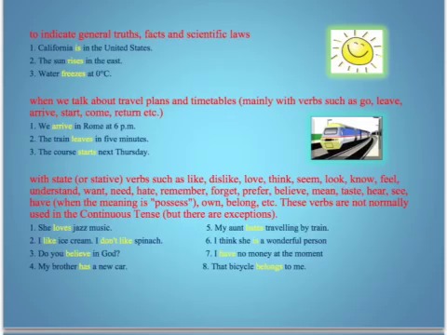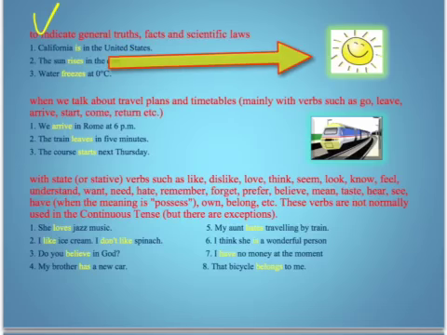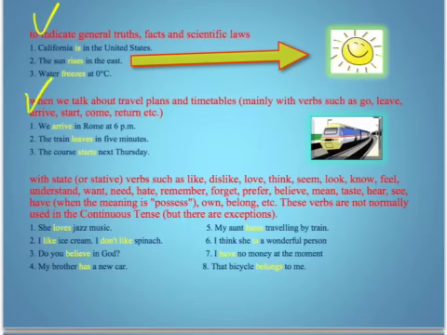We use the present simple tense to indicate general truths, facts, and scientific laws. And you can see again an example here. For example, the sun rises in the east. Then, when we talk about travel plans and timetables, mainly with verbs such as go, leave, arrive, start, come, return. And you can see an example, the train leaves in 5 minutes.